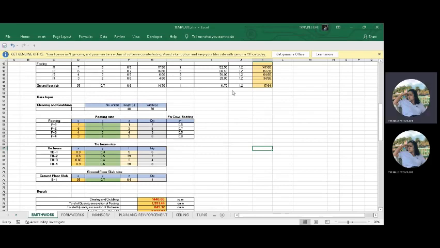Hi everyone, this is my construction cost estimate template. And we have the earthworks.